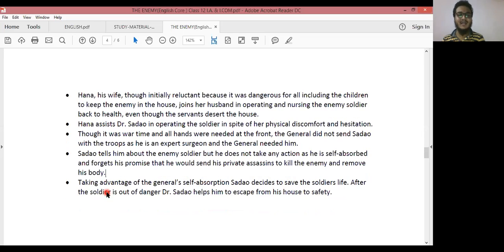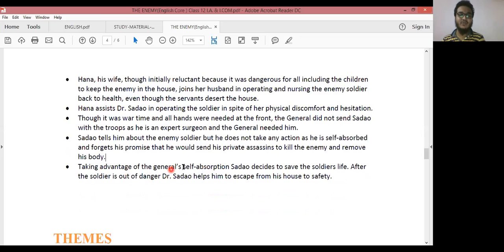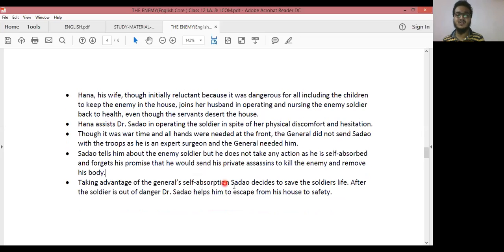We can see the next line here. Taking advantage of the general's self-absorption, Sadao decides to save the soldier's life. After the soldier is out of danger, Sadao helps him to escape from his house to safety. He helped him go to a safe place, arranging a boat and all the food material, all the requirements an individual needs to go from one place to another.